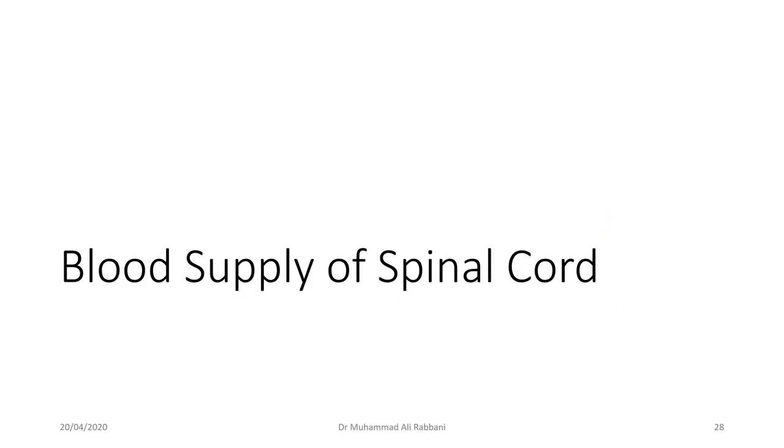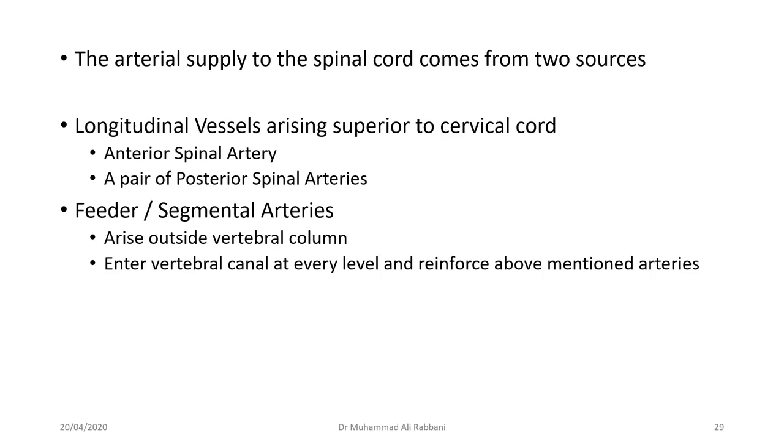So moving to the next topic, blood supply of the spinal cord. I will broadly classify them into two types. One are the longitudinal vessels that run throughout the length of the spinal cord, and they arise in the cranial cavity. You know them already. One anterior spinal artery in the midline, and a pair of posterior spinal arteries behind.